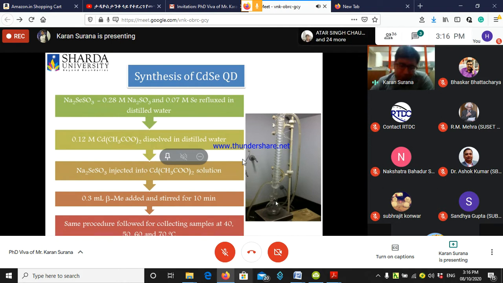Within a few seconds of injecting, the color of the solution started changing from milky to greenish, depending on the reaction temperature. It took around another 10-15 seconds for the entire solution to get colored. Once this was done, mercaptoethanol, the capping agent, was added, and it was kept stirring for another 10 minutes without any temperature. This entire procedure was followed for collecting samples at 40, 50, 60 and 70 degrees centigrade.